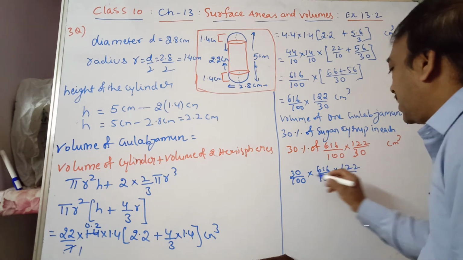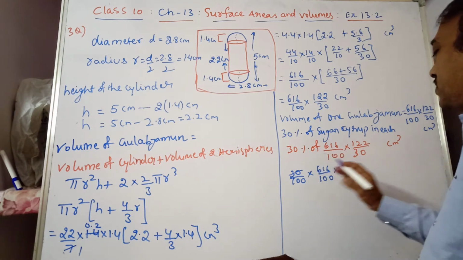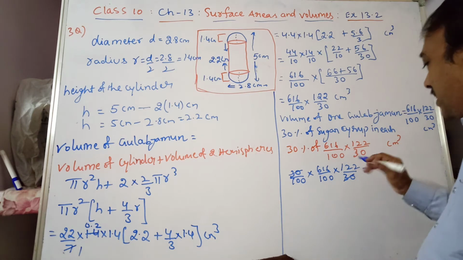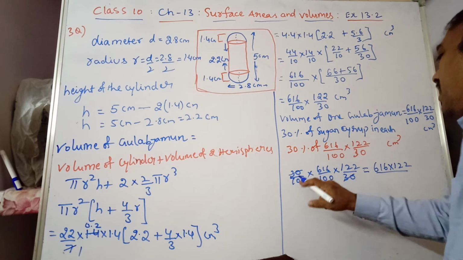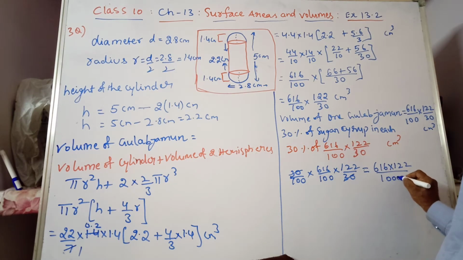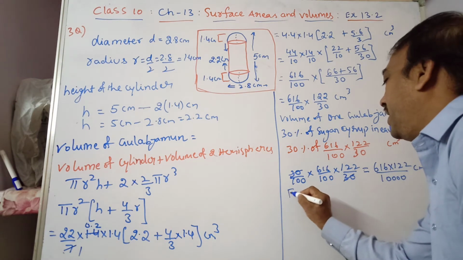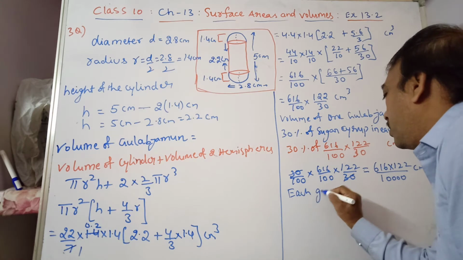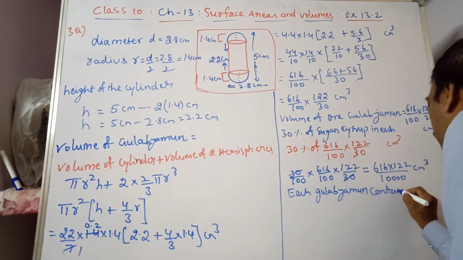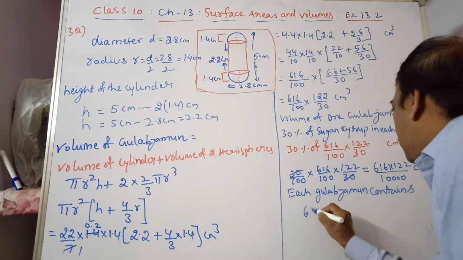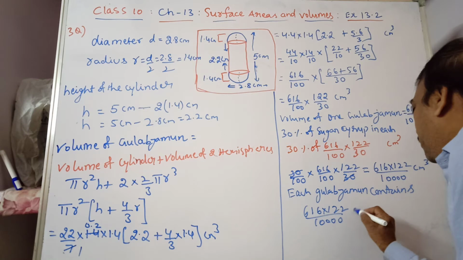So 30 ones are 30, you can cancel. Now the leftover, just let it be like this only: 616 into 122 by 100 into 100, that is 10,000 centimeter cube. So each gulab jamun contains 616 into 122 by 10,000 centimeter cube of sugar syrup in it.